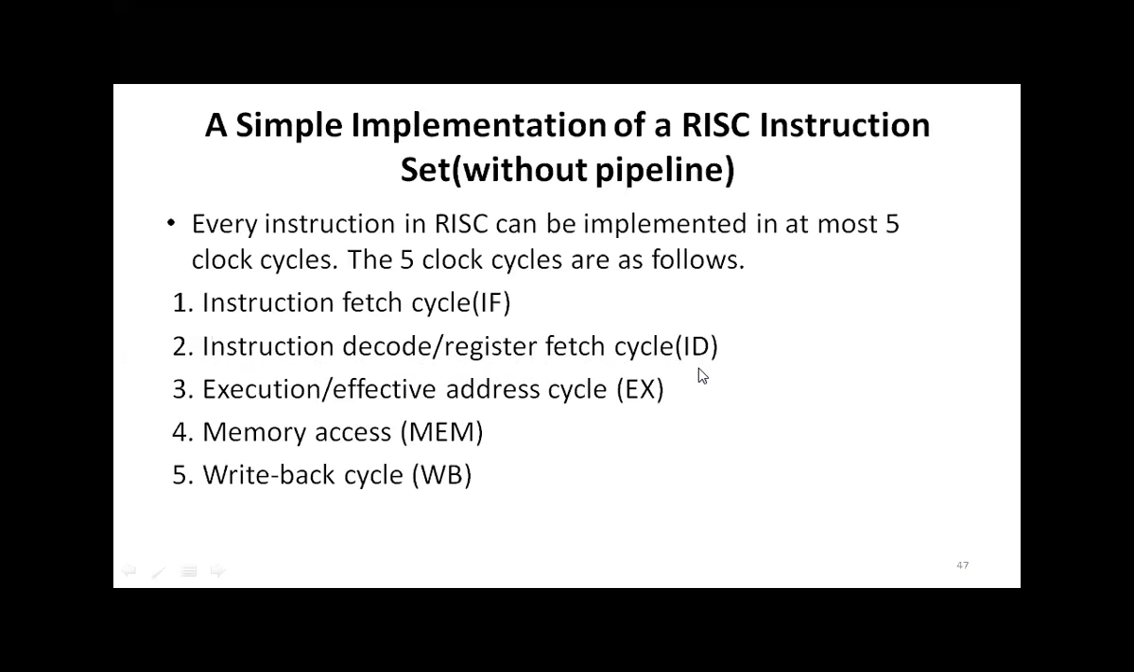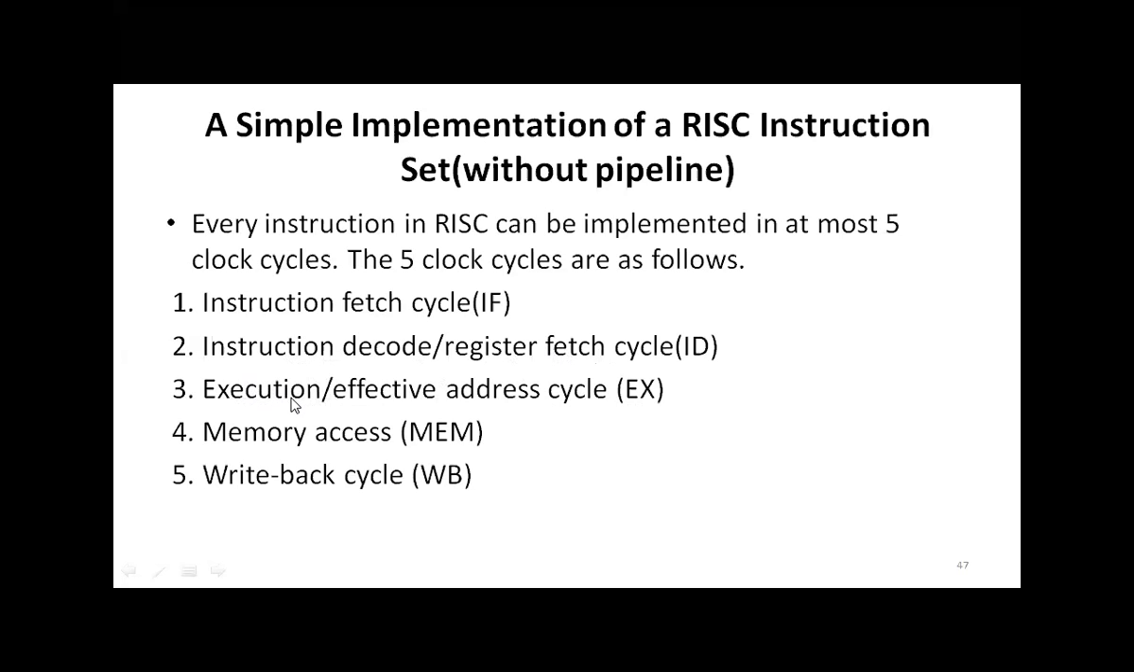Okay, ID fetch, instruction decode. The next phase is execution and effective address cycle. In short, it is EX. Okay. So here, after knowing what operation is to be done and after fetching the operands, the execution is done here. That means the ALU operation is done here. So ALU operates on the operands fetched from here, and it operates based on the operator. Okay. So that is done here.